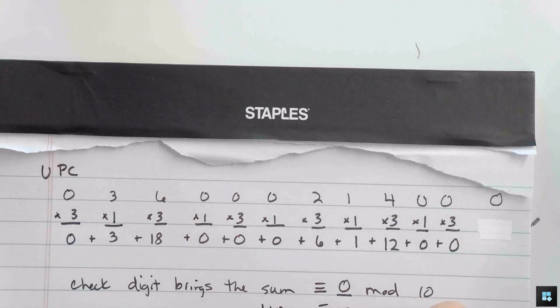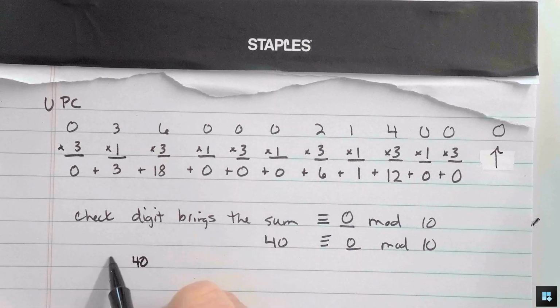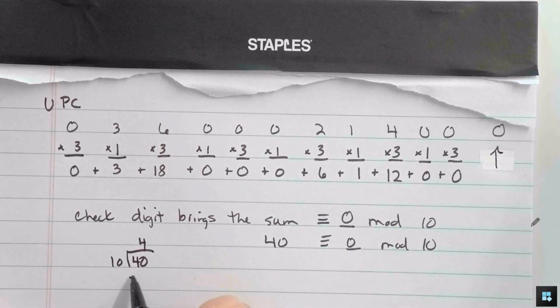So 40 is equivalent to 0 mod 10, and that's why the check digit is 0, because the sum is already equivalent to 40 mod 10, because 40 divided by 10 is, of course, 4 with no remainder.